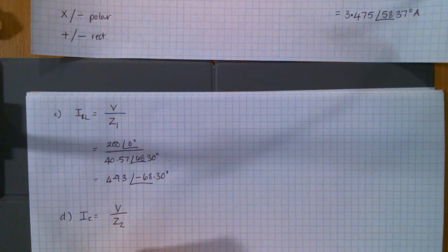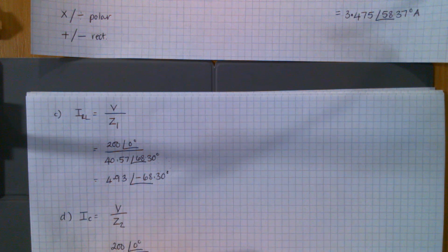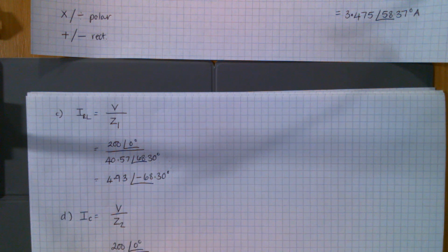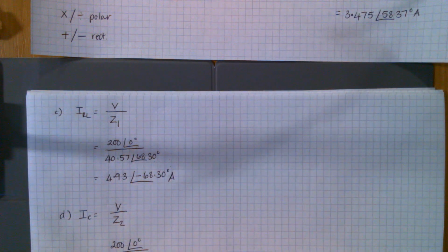For your IC, it's going to be V over Z2. Your Z2 is your capacitor branch. And that was the value of the impedance in that. And again, 0 minus minus 90 gets you a positive 90. They're both currents, so they're both in amps.